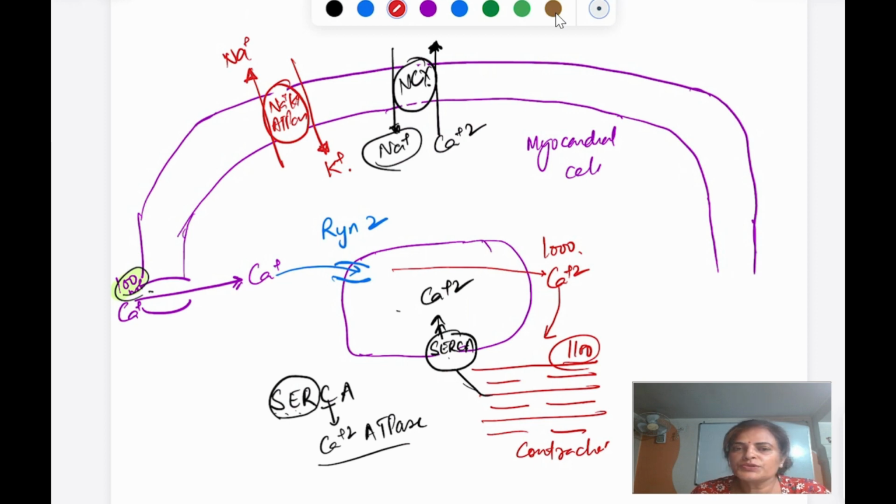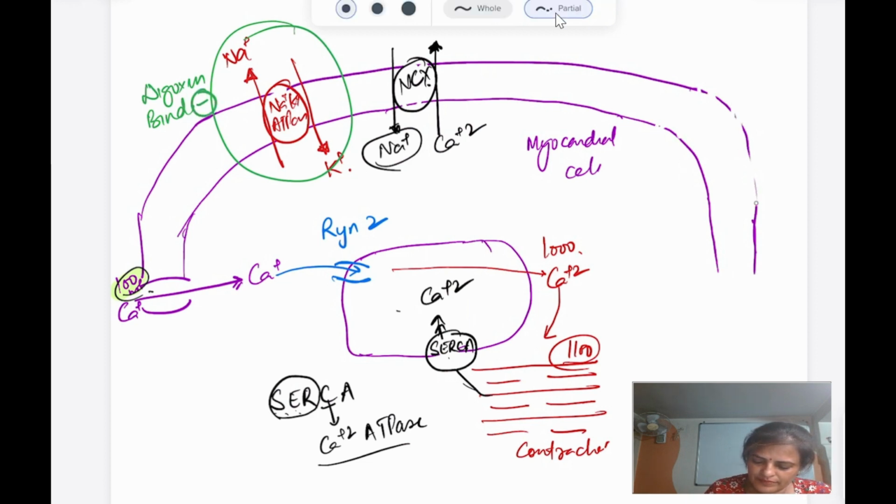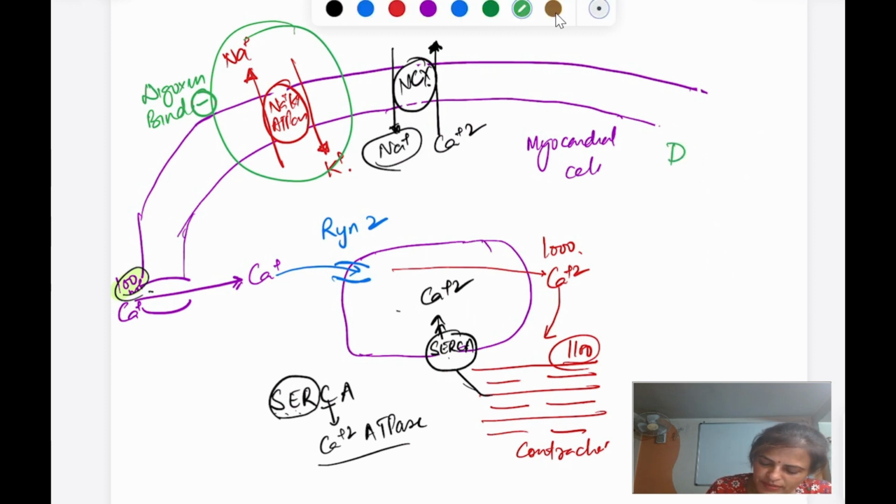Now what happens when we give digoxin or cardiac glycosides? So digoxin, number one, is going to bind with this sodium potassium ATPase. Digoxin is going to bind here and it is going to inhibit this. This is number one. So digoxin binds with sodium potassium ATPase. Remember this much.